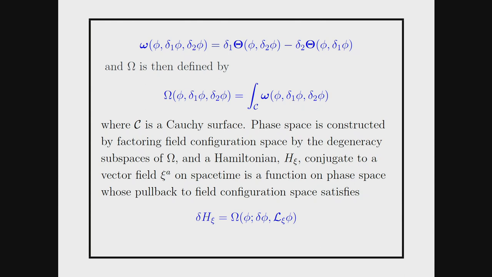I actually don't know how to define canonical coordinates in any natural way. If we have a theory that only depends on one time derivative, then there's a similar obvious way of doing that.